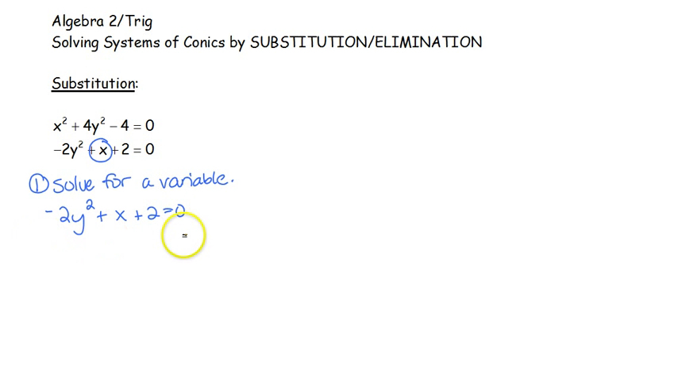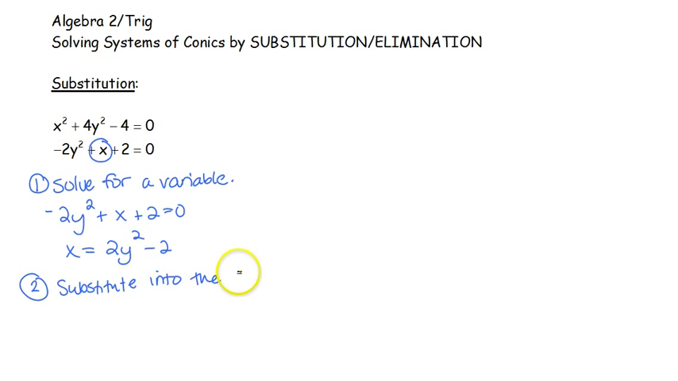So I've got to move that 2y squared over, I've got to move the 2 over, so we get x is equal to, that becomes a positive 2y squared, that becomes a negative 2. The second step is to substitute that into the other equation. You want to be very careful and make sure that you're not substituting back into the same equation. If you substitute into the same equation, then you're going to end up with everything canceling out. So since we solved for x in the second equation, we're going to plug it back into the first equation. And the first equation is x squared plus 4y squared minus 4 equals 0.